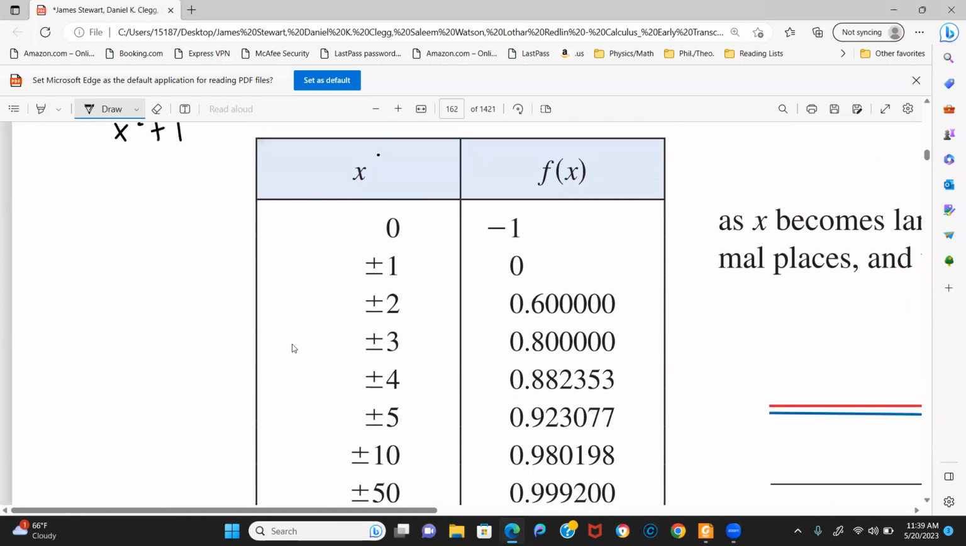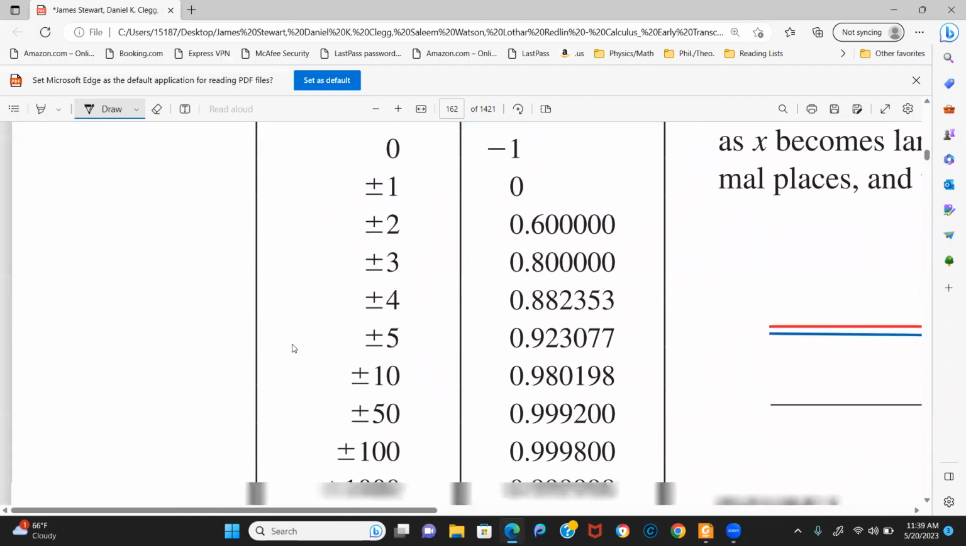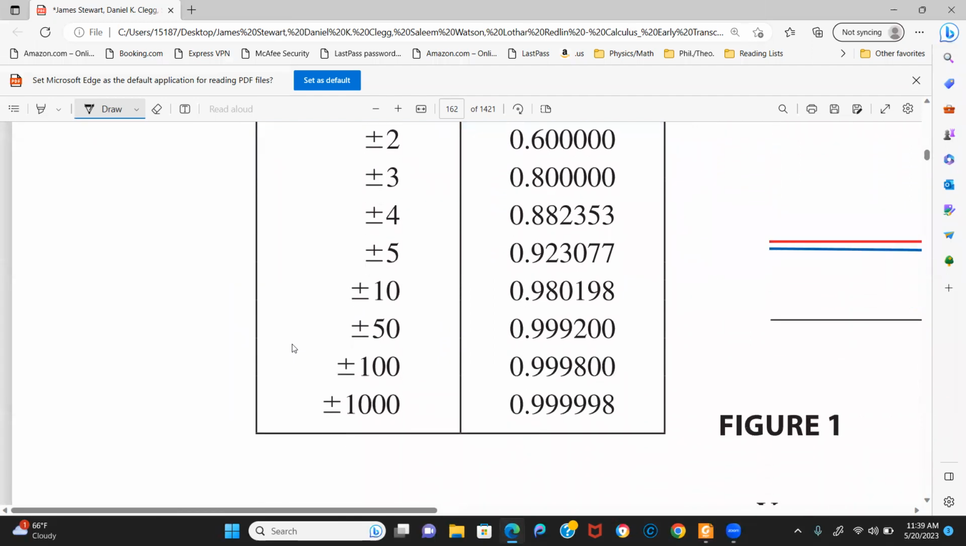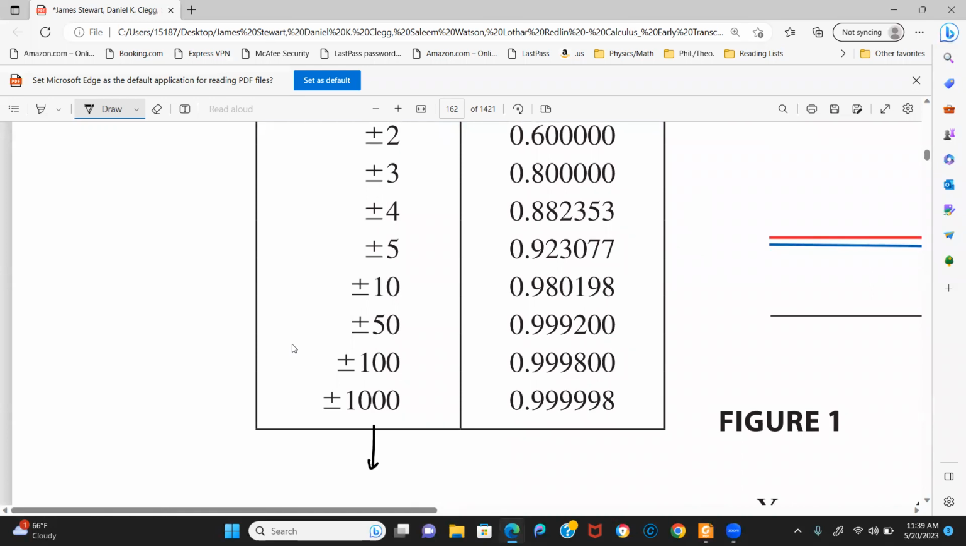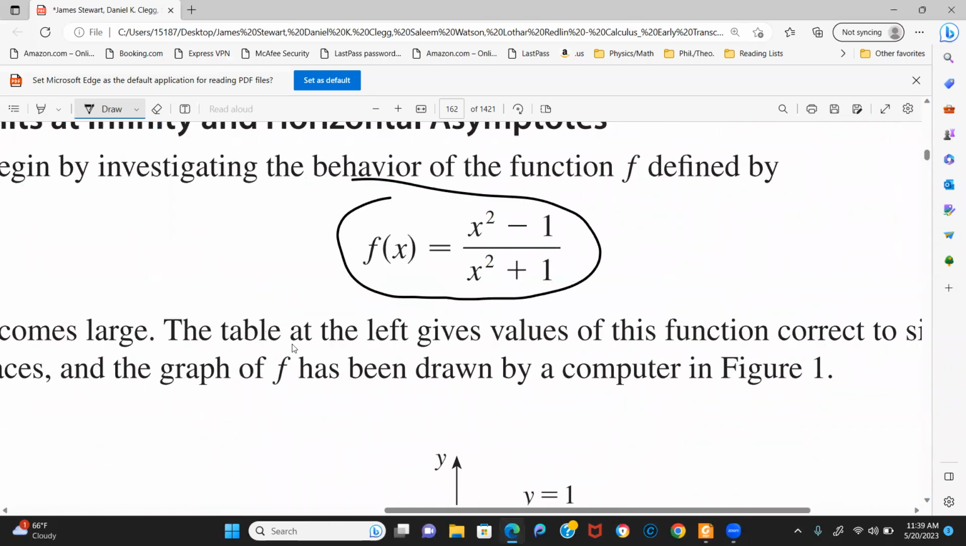Now in this table, you're considering either very large positive numbers or very large negative numbers. You're going off to plus or minus infinity, and you can see that this column right here is going to 1. So intuitively, we should say that if I take the limit of this thing right here, it should approach one.